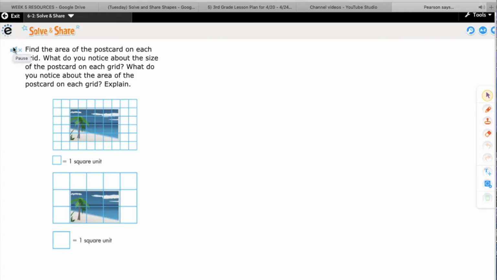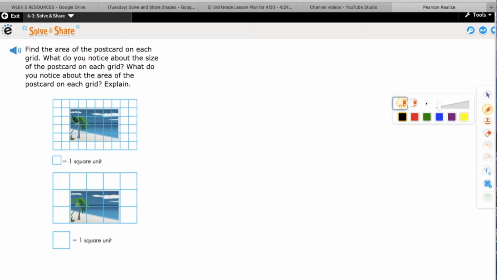Find the area of the postcard on each grid. What do you notice about the size of the postcard on each grid? What do you notice about the area of the postcard on each grid? Explain. Okay, so they want us to find the square units of these two postcards. If you notice anything about these squares, I'm sure you can already tell, one's smaller than the other and one's bigger. So these ones are smaller, these ones are bigger.